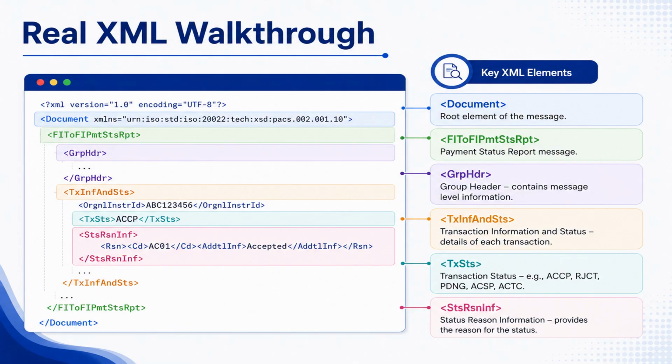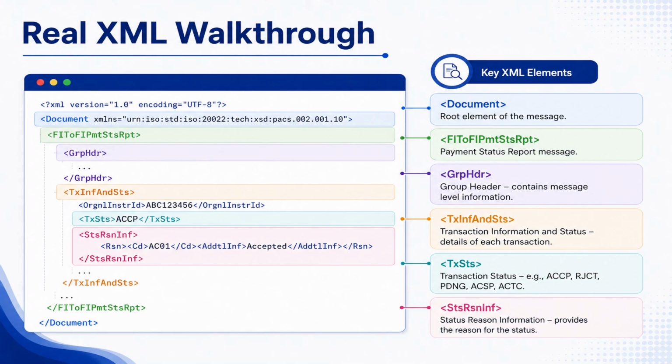Real XML walkthrough. The XML message starts with the document element. Inside it is FI2FI-PMTSTSRPT. The GRPHDR contains message-level details. TXINFNSTS contains transaction information. TXSTS stores the transaction status. If the payment is rejected, STSRSNINF provides the rejection reason.